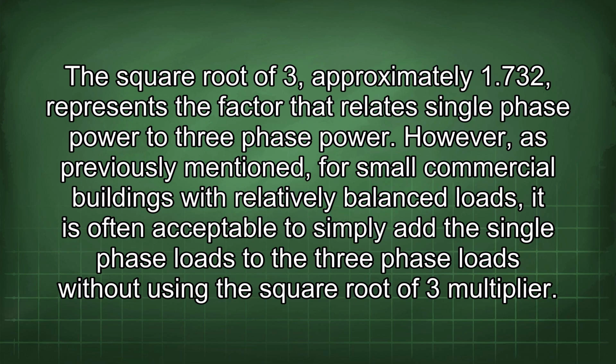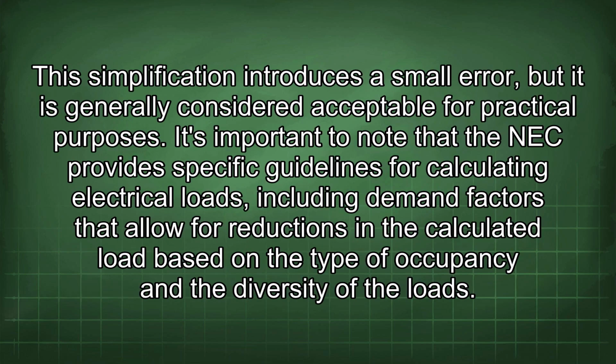However, as previously mentioned, for small commercial buildings with relatively balanced loads, it is often acceptable to simply add the single-phase loads to the three-phase loads without using the square root of 3 multiplier. This simplification introduces a small error, but it is generally considered acceptable for practical purposes.